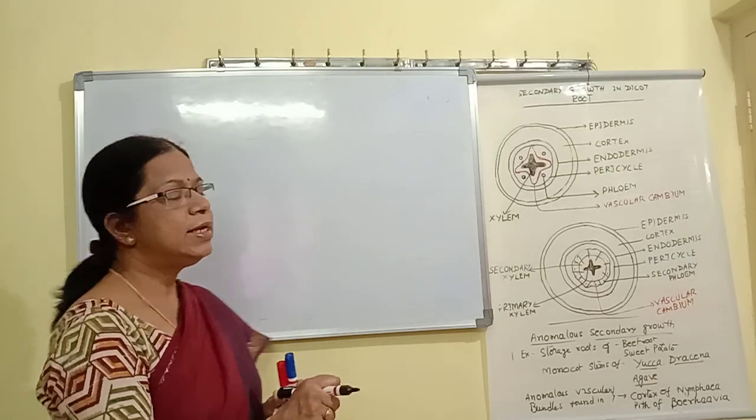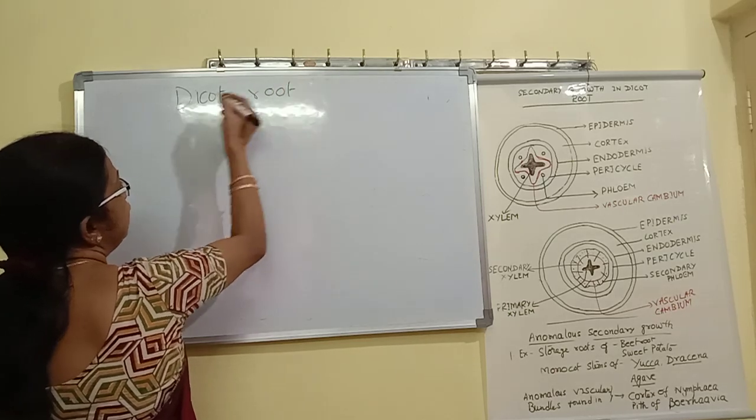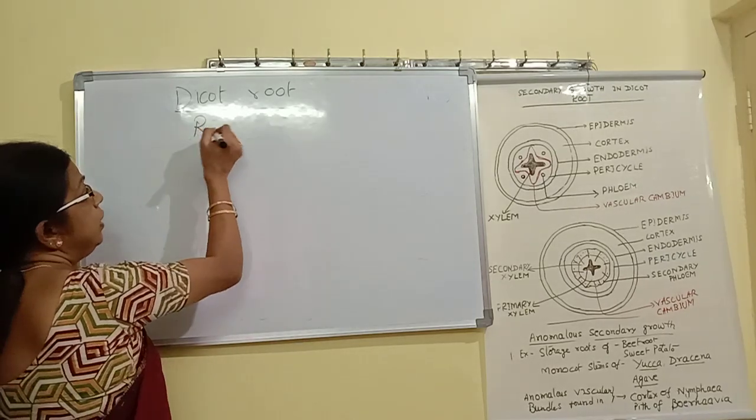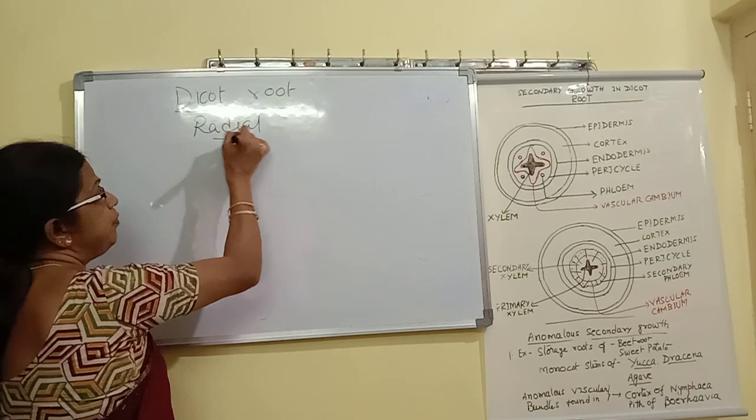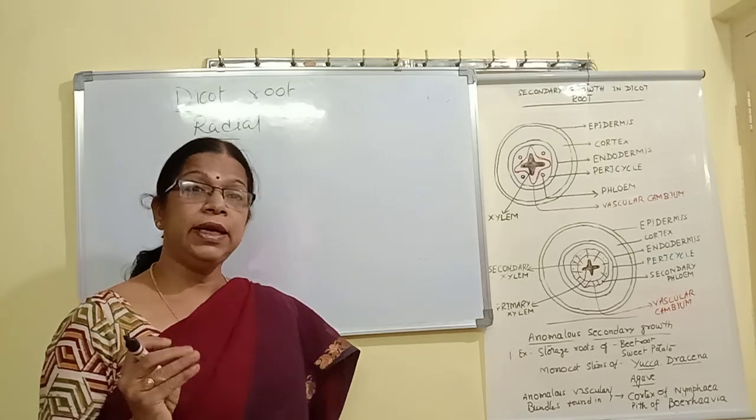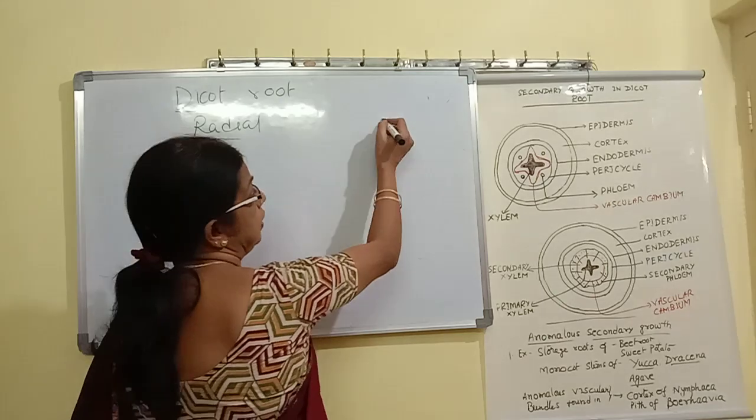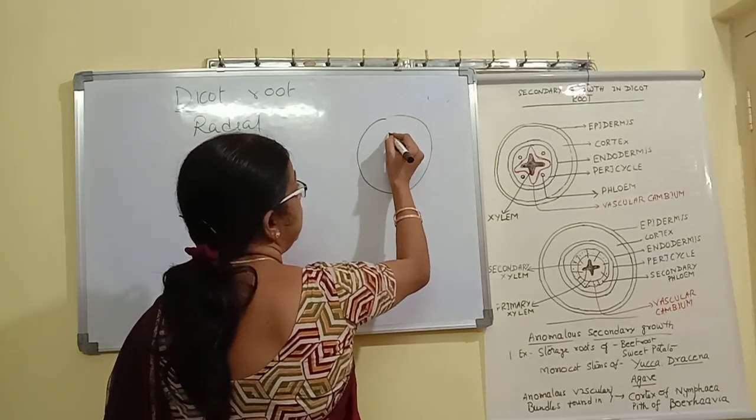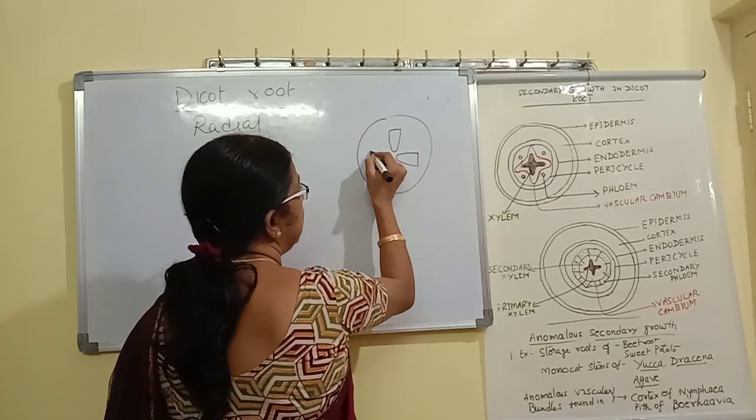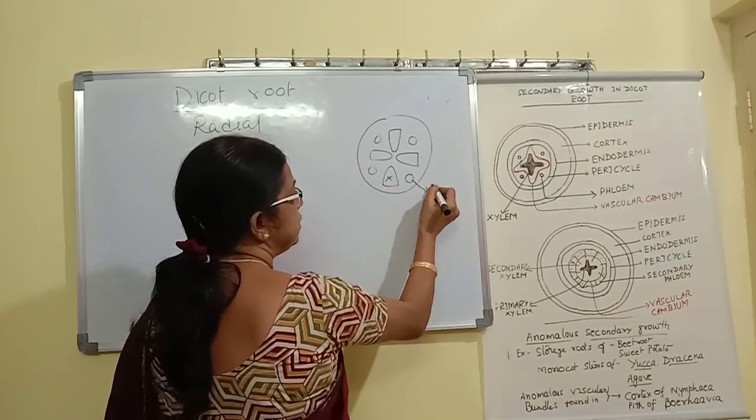So we know that in dicot root, the vascular bundles are called radial vascular bundles. My dear students, you know the radial vascular bundles where xylem and phloem are present on different radii. Suppose this is the xylem element present, we find phloem here. So this is xylem and this is the phloem.